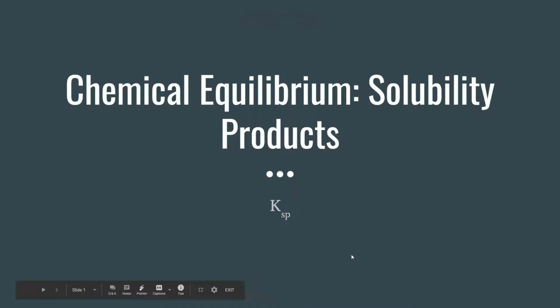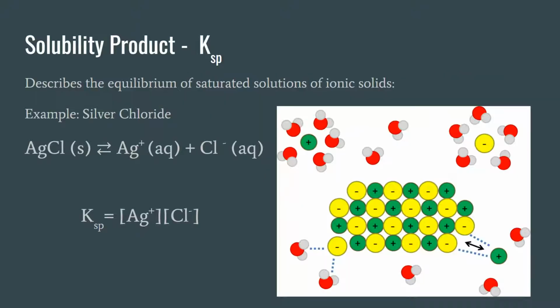All right, let's talk about a new type of equilibrium, something we're going to call the solubility product. Solubility product just describes the equilibrium of saturated solutions of ionic solids. It's got a small subscript of sp just because it's a defined type of system.